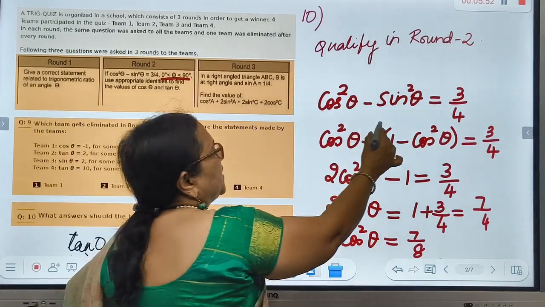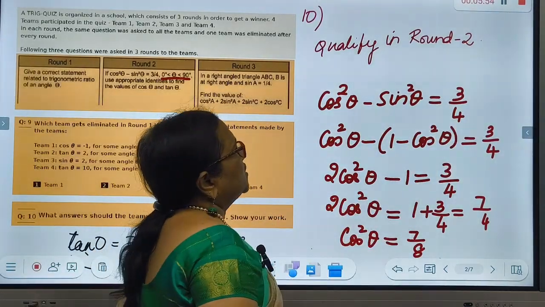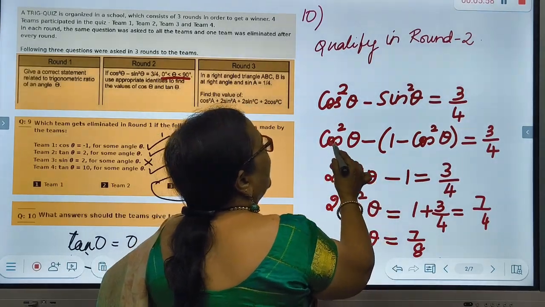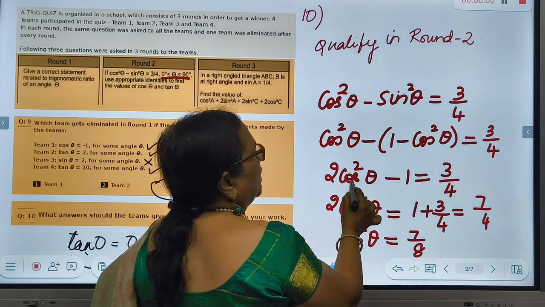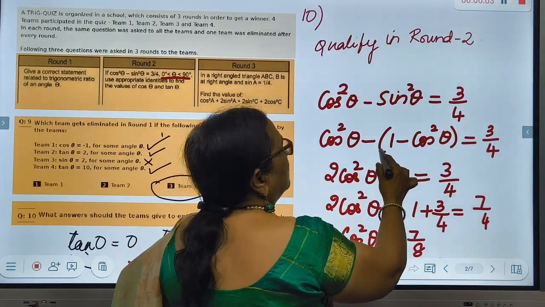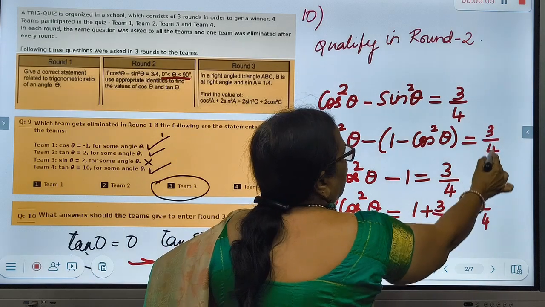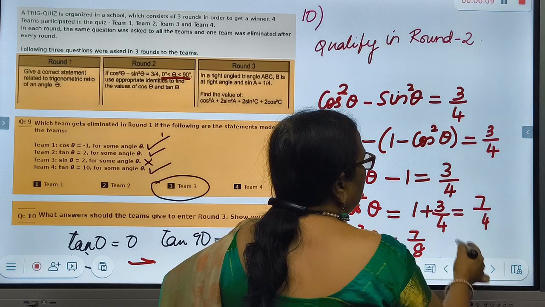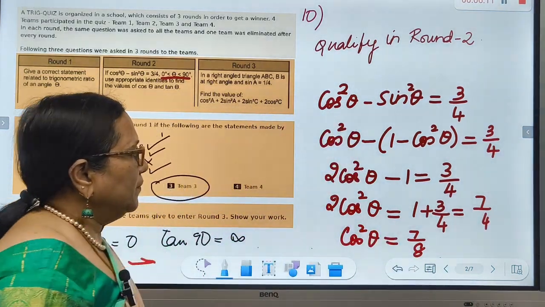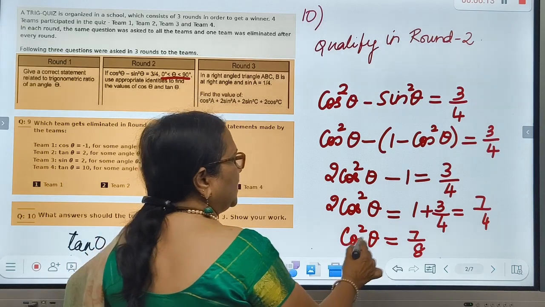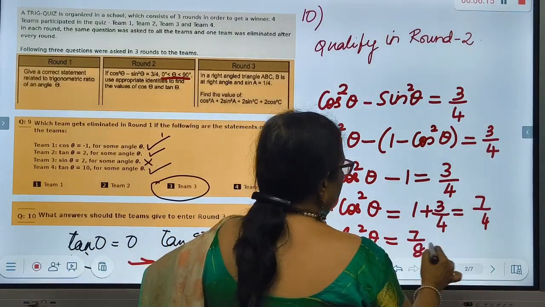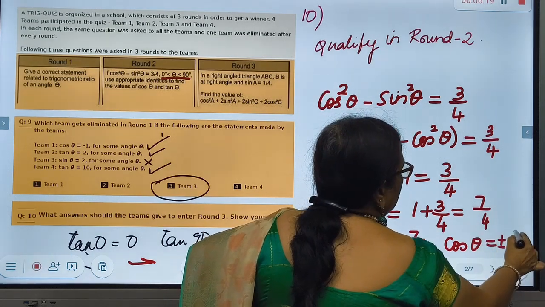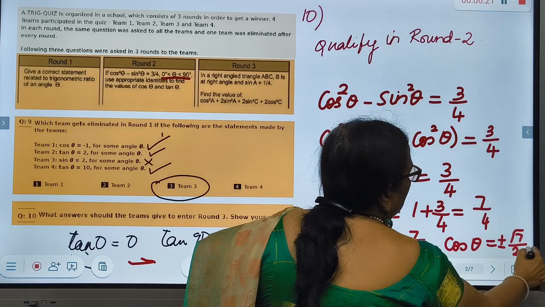See, cos square theta minus sin square theta is 3 by 4. Sin square theta is 1 minus cos square theta. So, cos square theta plus cos square theta is 2 cos square theta. This minus 1 is equal to 3 by 4. Minus 1 taken to the other side becomes plus 1. So, 1 plus 3 by 4 will give you 7 by 4. Now, cos square theta is 7 by 4 by 2, which is 7 by 8. So, cos theta is plus or minus root 7 by 2 root 2.